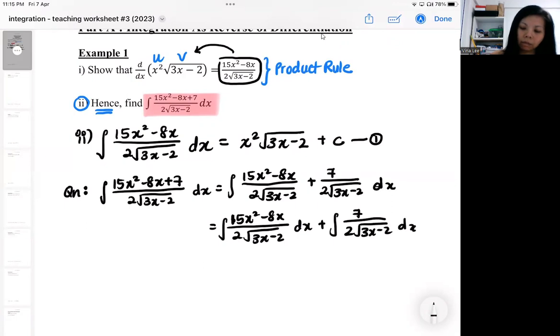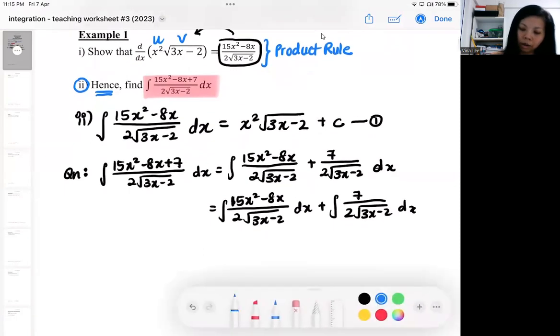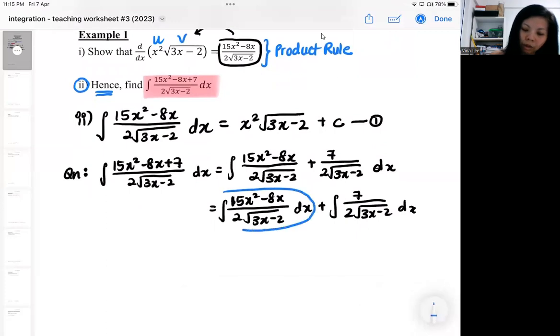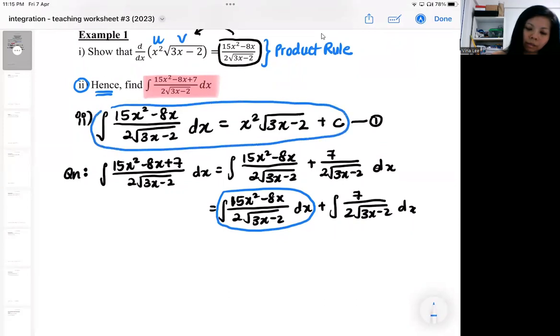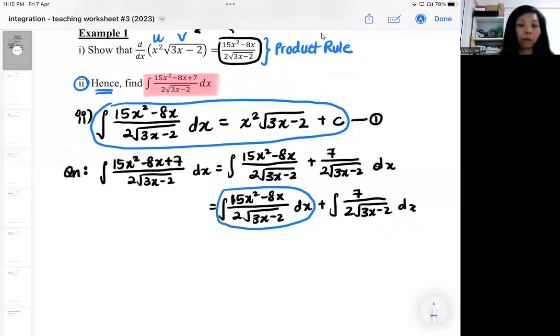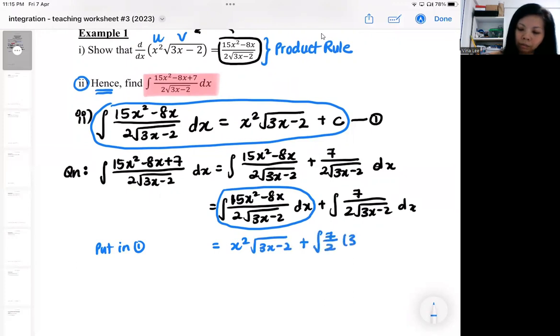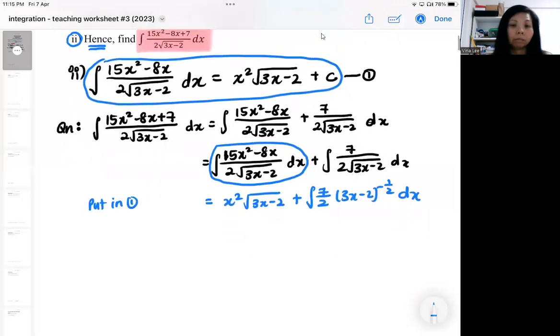And do you realize that this is your hence part? So integrating this is actually this part. So you are integrating the fraction that you get from your product rule. So that means I can put in my number one, and I'll get x squared. I can ignore the constant first because I still need to integrate this part. So this part, if I integrate, I use my basic formula to integrate.